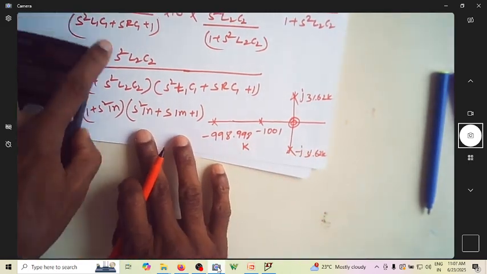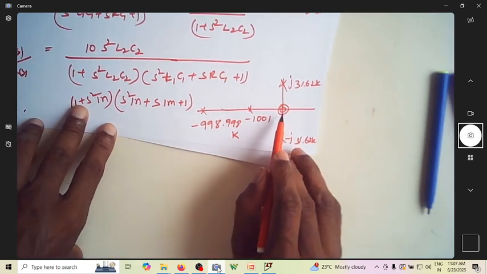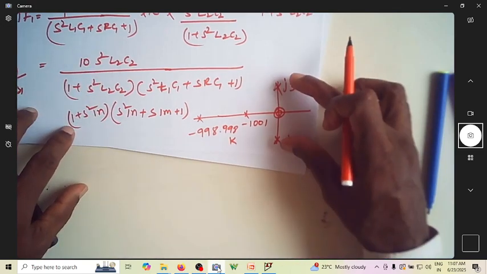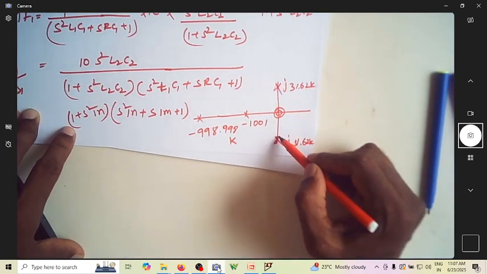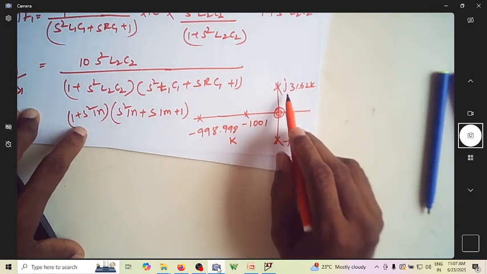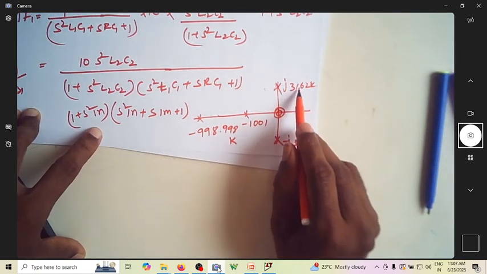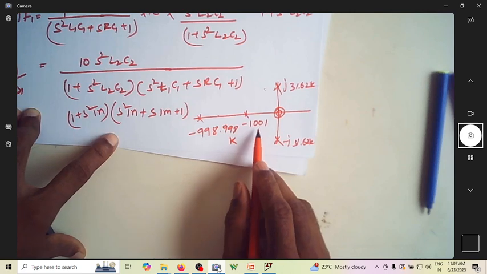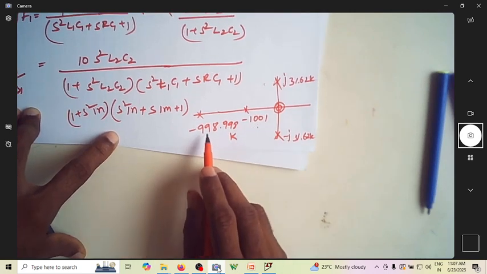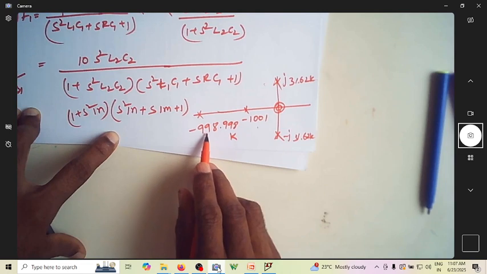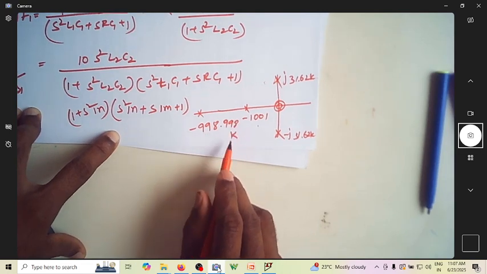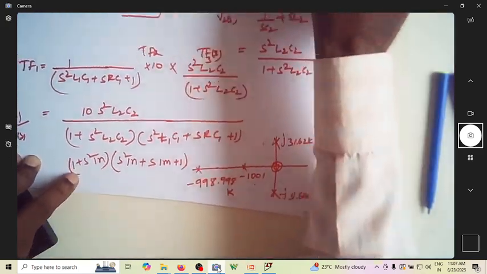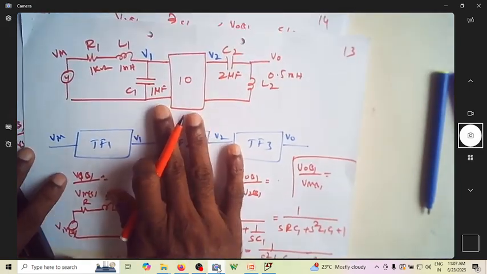So this is resulting in repeating zeros at the origin, poles on the imaginary axis at plus or minus j 31.62k, a pole at minus 1001, and a pole at minus 998.998 kilo. So these are the four pole positions of this particular circuit.